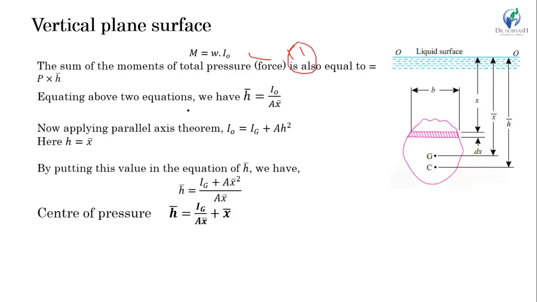Now, according to the principle of moments, let's consider the moment of the resultant force P with respect to the free surface of liquid OO. Here, the moment of this pressure force times the distance, which is equal to h bar. Now, the question came to mind: why have we taken h bar to be larger than x bar?